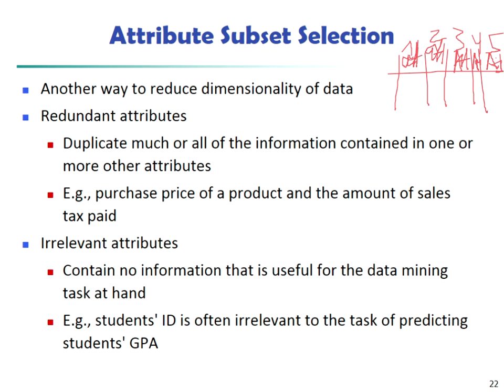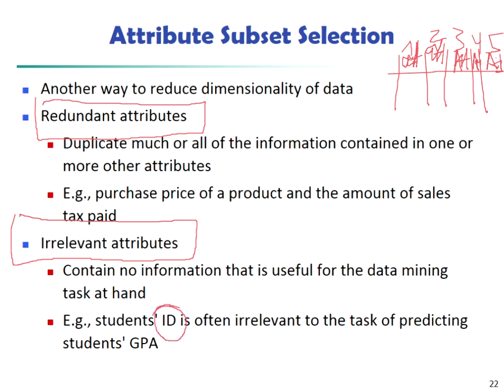So why do we select? We select some attributes because we can find redundant attributes, which duplicate most or all of the information contained in one or more other attributes. We can also find irrelevant attributes, which contain no information that is useful for the data mining task. For example, the student ID is often irrelevant to the task of predicting students' GPA. So the ID must be removed.